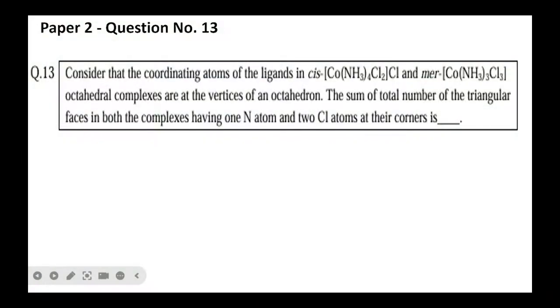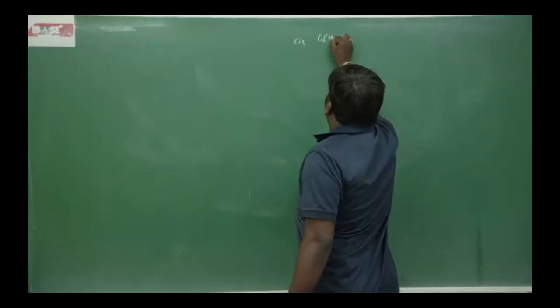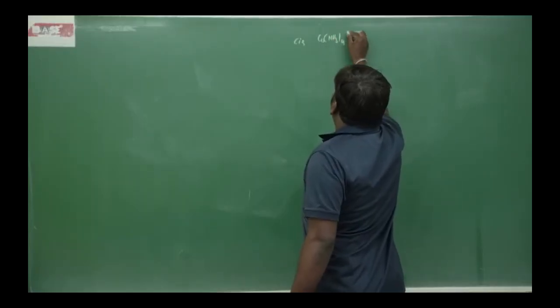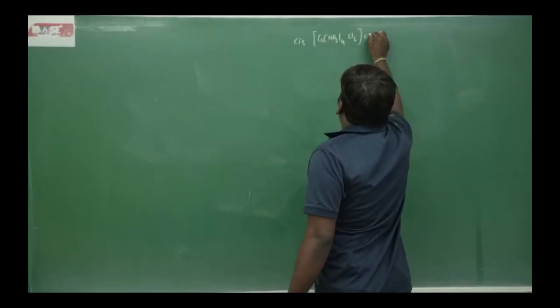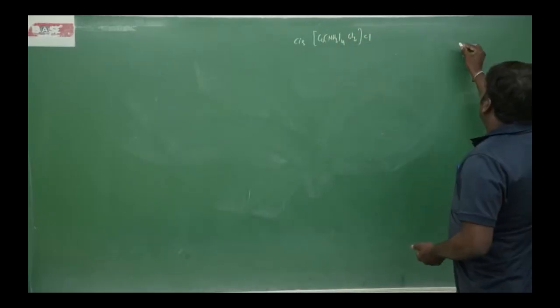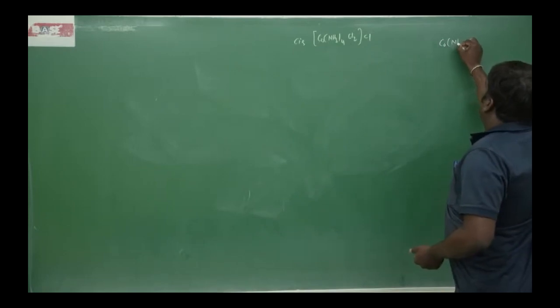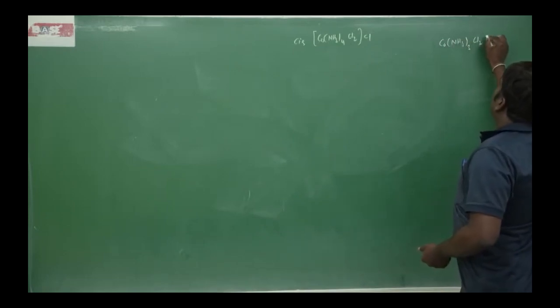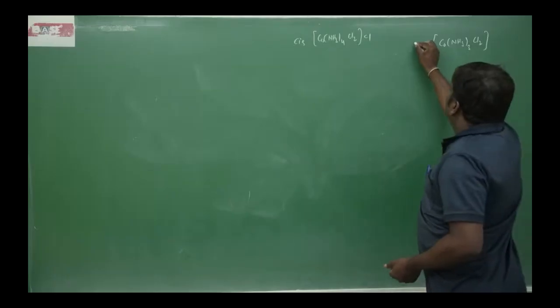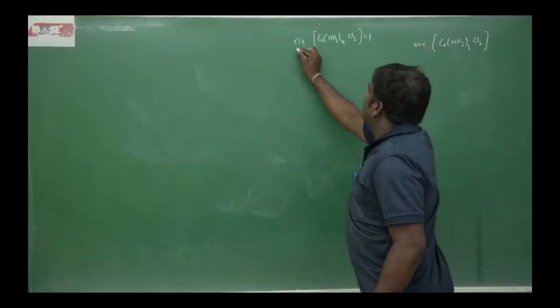Coordination compounds having chlorine and nitrogen atoms. In the complexes cis [Co(NH3)4Cl2]Cl and meridional [Co(NH3)3Cl3], there are two complexes given. One is cis cobalt NH3 4 times Cl2 Cl. Here one complex is there. Another complex is Co NH3 3 times Cl3. This one is the meridional complex, this one the cis complex.